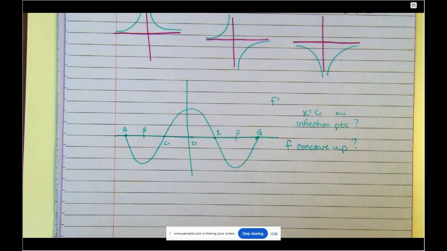Is it from C to E? It is from B to D and F to G. B to D and F to G.